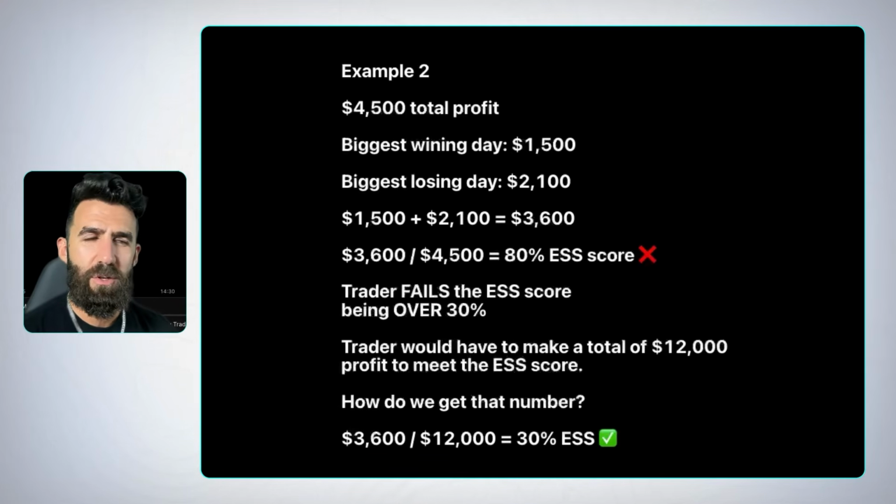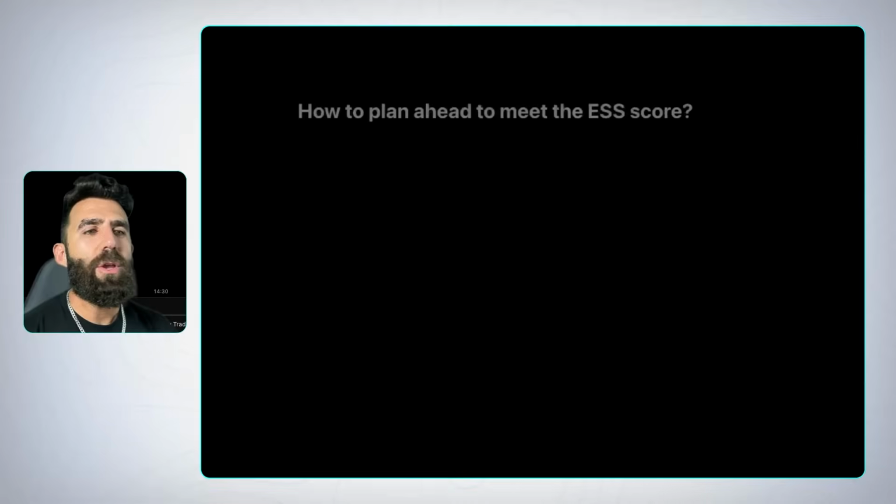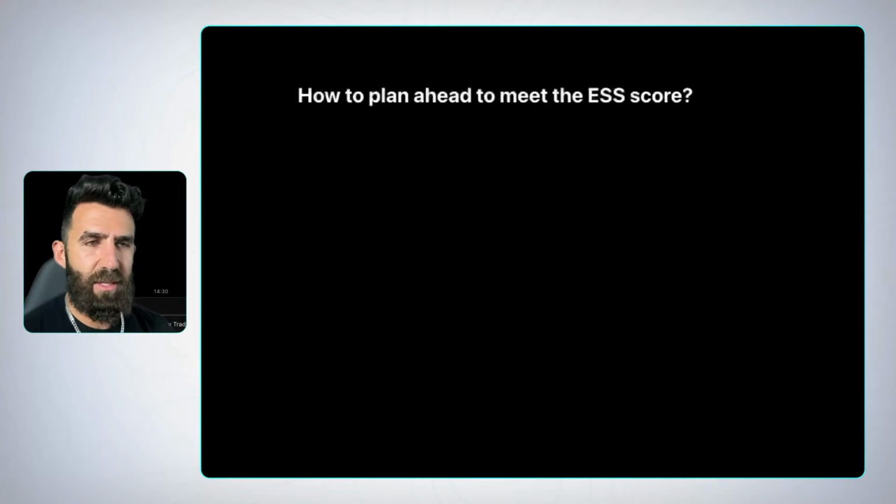And if you dig yourself into a big hole by putting up too large of a day or too big of a losing day, you can continue to trade, but it's important to understand how this is functioning. So bear with me here. We're going to keep going through examples, try to break this down even further, look at different ways of doing this. How can you plan ahead to meet the ESS score, right?